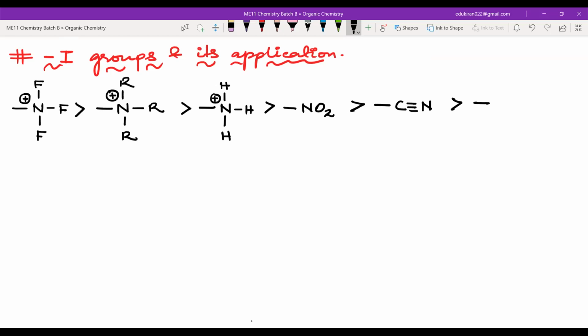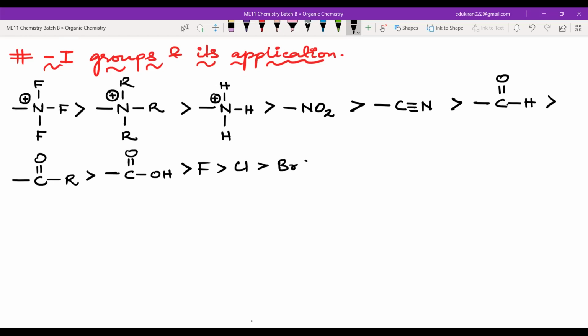Then we will see that you will have carbon, double bond O, and a hydrogen. That means which group? Aldehydic group. Followed by the ketonic group, where you have C, which is double bonded to oxygen, and it is singly bonded to some R group, right? Followed by the carboxylic acid group, which is C, doubly bonded with oxygen, single bonded with OH. Now, these are the groups that you are going to see more often. Now, here we are followed by a series of halogens. That is, we will have fluorine, followed by chlorine, by bromine, and then iodine.